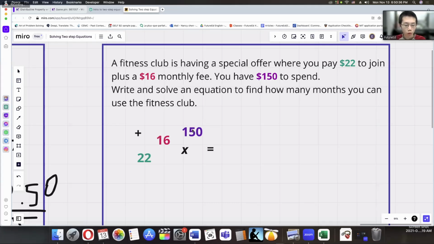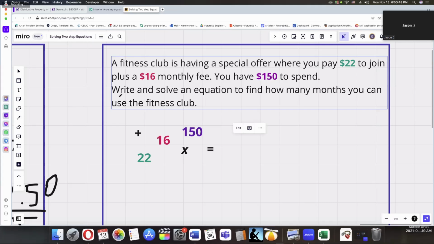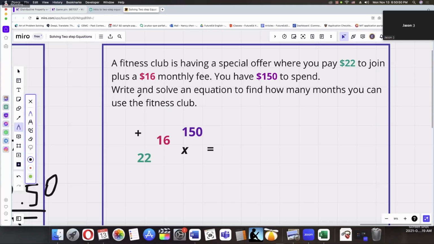I know some other fitness clubs that definitely charge higher, but the first thing we want to do, if you read the question, it says write and solve an equation. The first part is write. Is this real or fake? I feel like it's a scam because the numbers are made up. But I'm pretty sure at one point a fitness club probably had something similar to this.